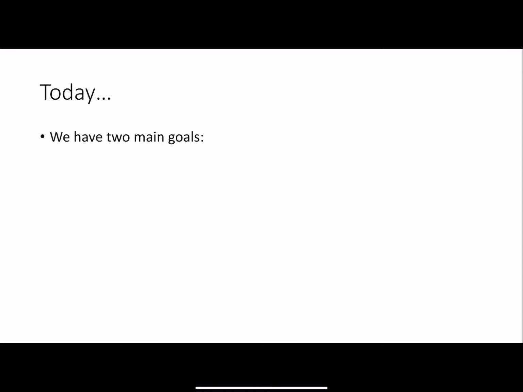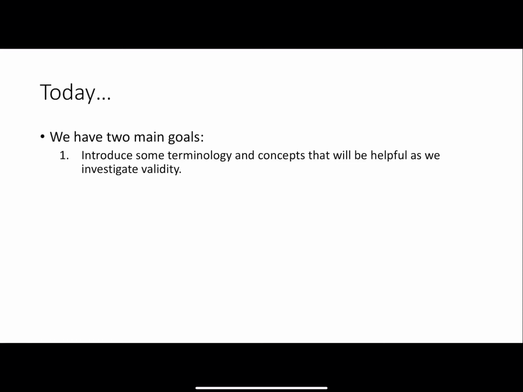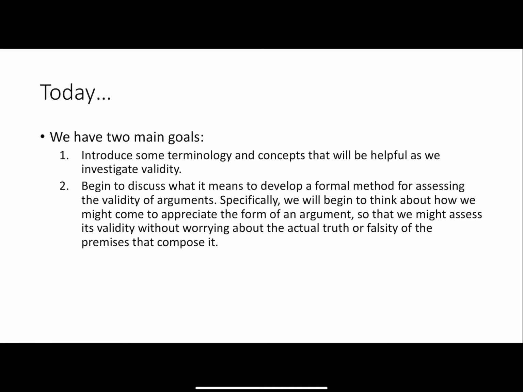Today, we have two main goals. First, we'll introduce some terminology and concepts that will be helpful as we investigate validity. And second, we'll begin to discuss what it means to develop a formal method for assessing the validity of arguments. Specifically, we'll begin to think about how we might come to appreciate the form of an argument so that we might assess its validity without worrying about the actual truth or falsity of the premises that compose it. In other words, we're going to be developing our formal methods that we talked about on our first day to look at the structure or the form of arguments.